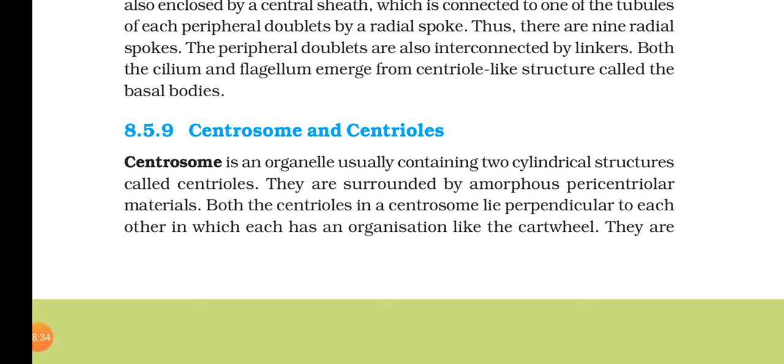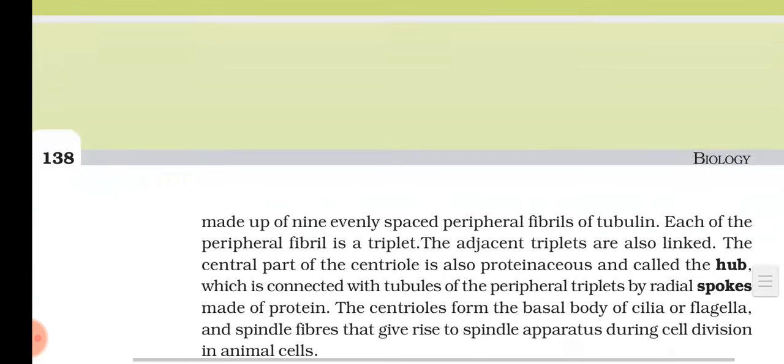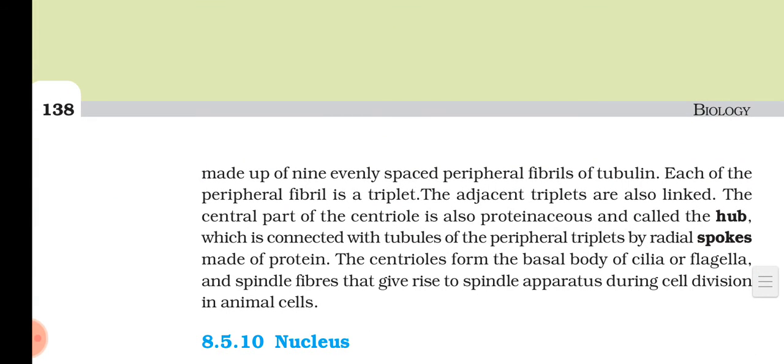Next is the centrosome. Centrosome is an organelle having two cylindrical structures called centrioles. So centrosome is the organelle having what? Two centrioles, and they are arranged perpendicular to each other. Understood? If you see the structure of this, it is almost the same as the structure of the flagella, but there are certain differences.